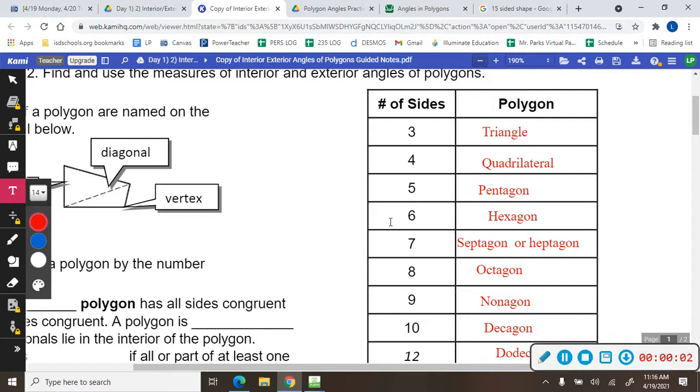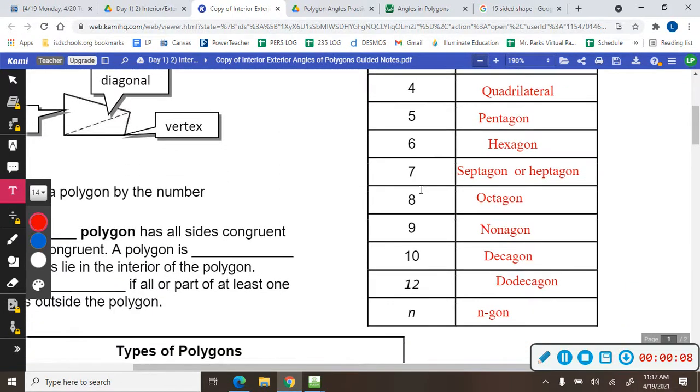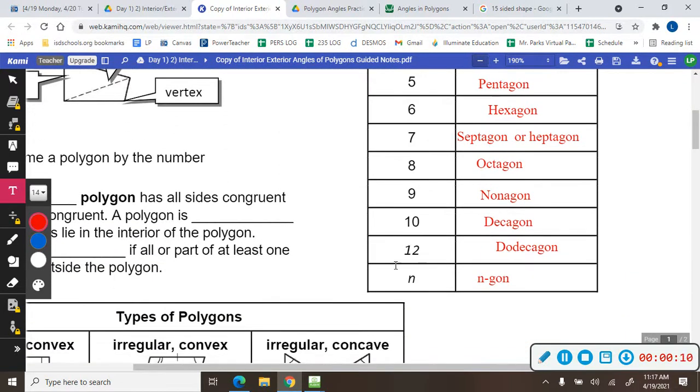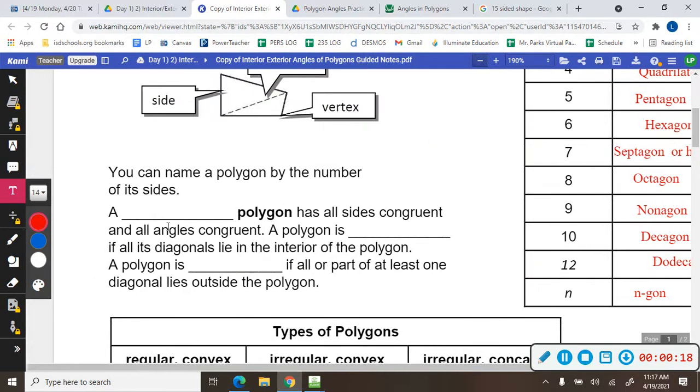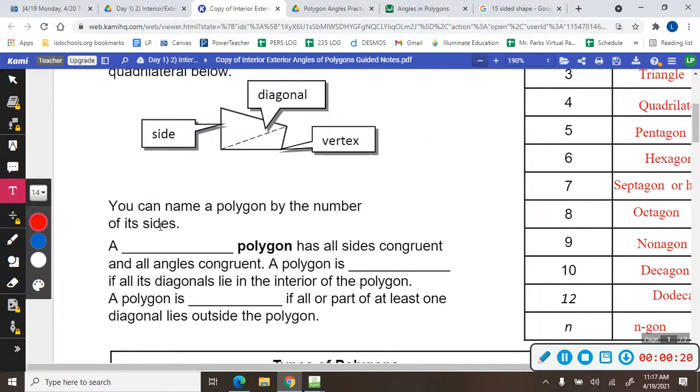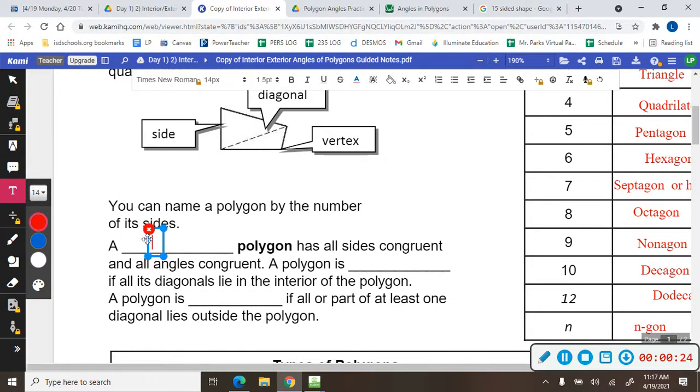So the first thing to know is the names of the shapes based on 3 sides, 4 sides, 5 sides, 6, 7, 8, 9, 10, 12. And anything past 12 we usually just call, like if this was 17, we call it a 17-gon. 18, we call it an 18-gon. And so we have a polygon, and if all sides are congruent and all angles are congruent, we call that regular.